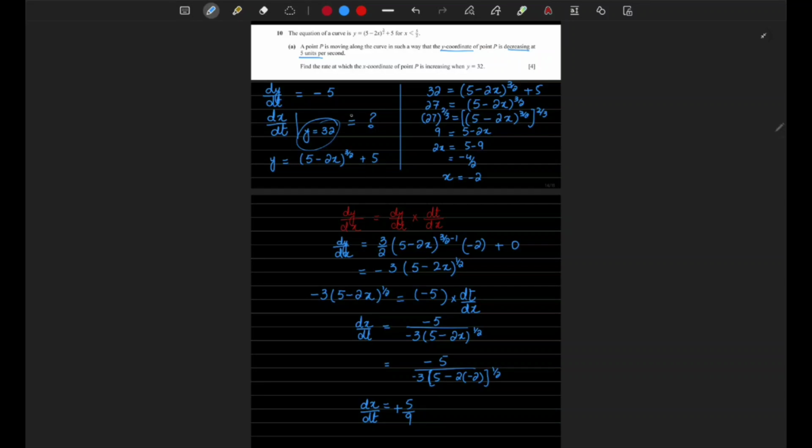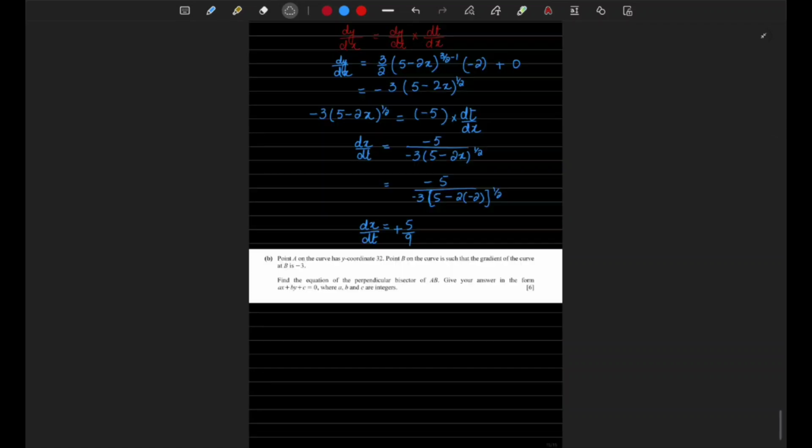that we had y equals 32. Instead we should be having the x value, so we found the x value by putting the y value in the original equation. Okay, in this equation, putting y equals 32 to get the x value, and that x value we get to be minus 2, and in this way we have found dx over dt clearly. Okay, now let's do part B of it.